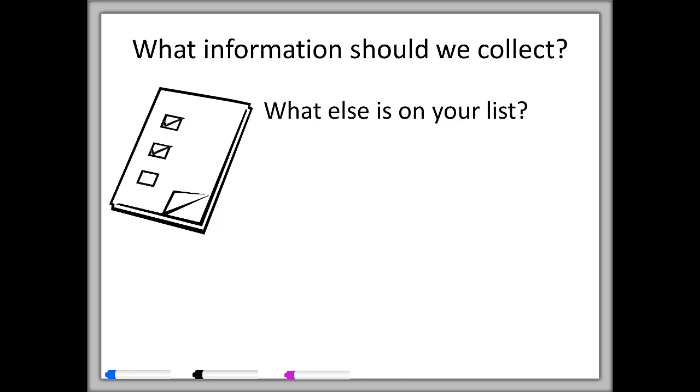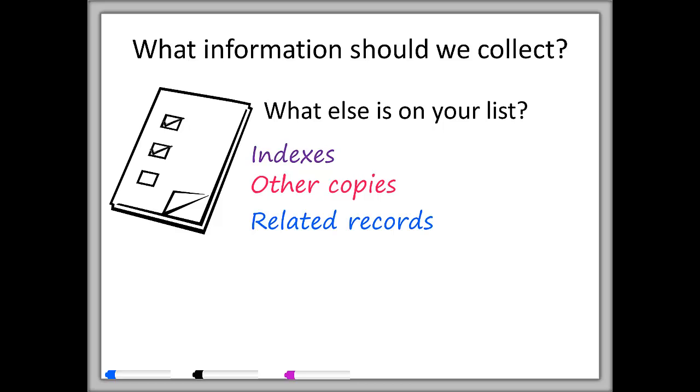There are other bits of information you might also collect depending on the goals of your inventory. You could track whether there are any related indexes or finding aids for the records. In our example, how do they find the case numbers for each one? Are there other copies stored elsewhere? That's helpful to know if you're planning for disaster recovery or if you're planning to consolidate storage. Are there any other related records? If you're building a record schedule, you really want to know that so you can manage all the records in a coordinated way.